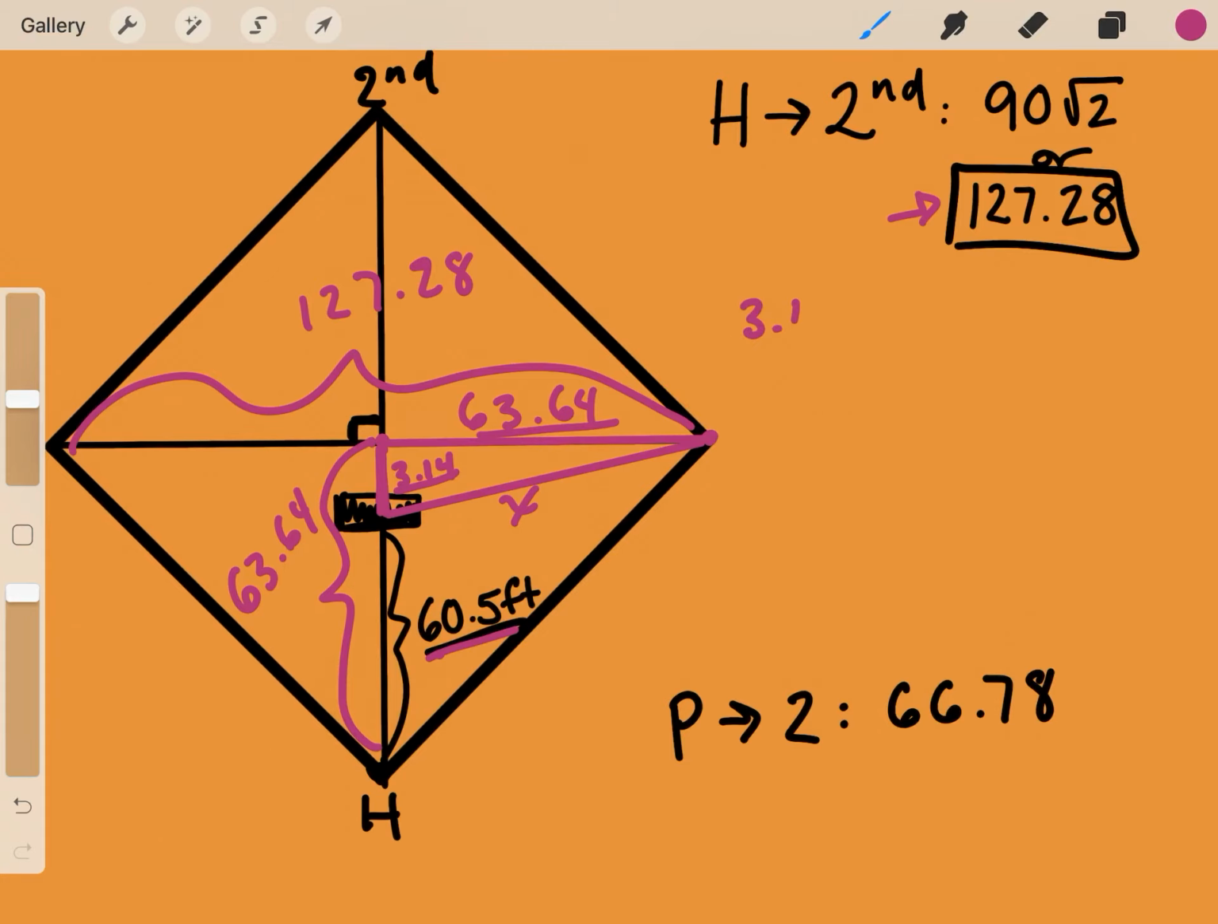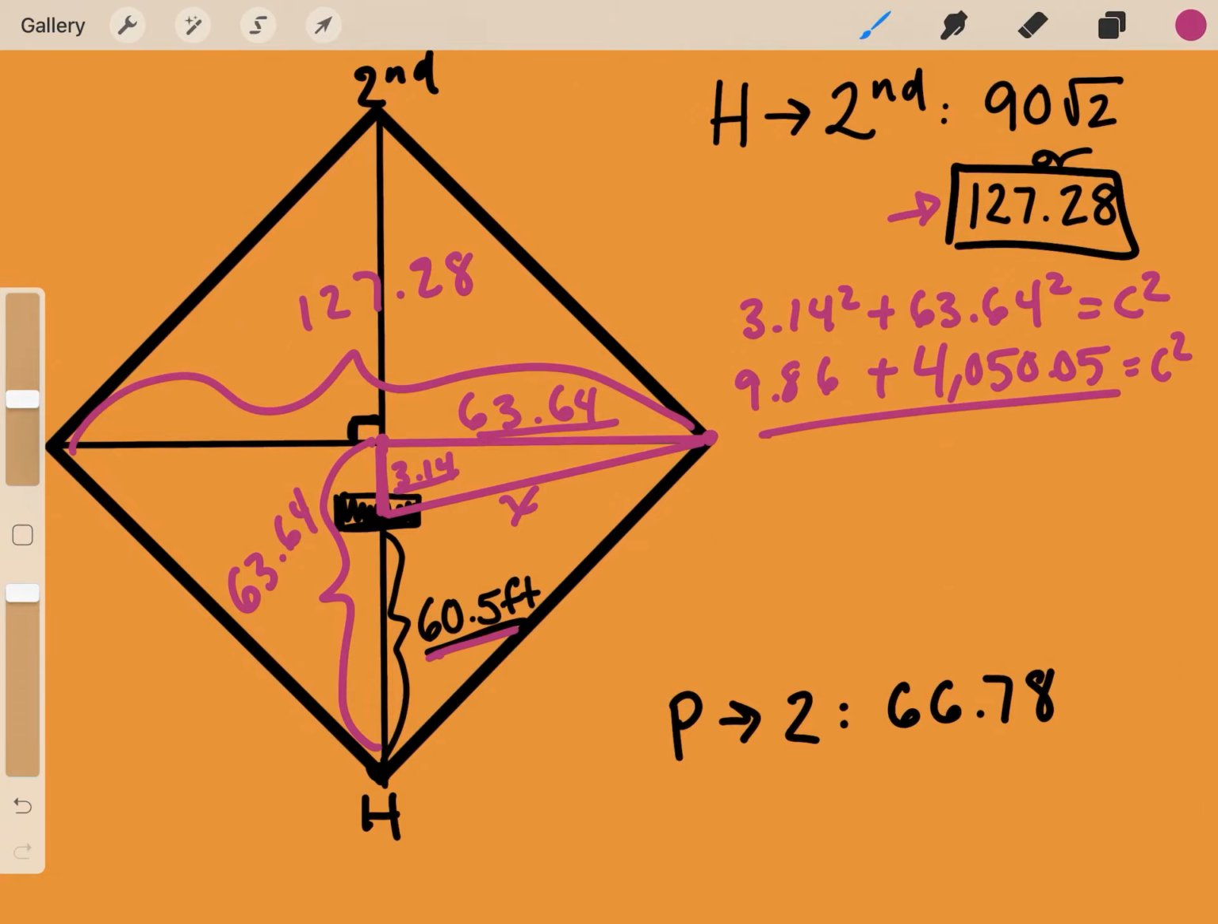So we can do 3.14 squared plus 63.64 squared, and that will equal c squared. I will do that calculation now. This one is a really big number. 63.64 squared is 4,050.05. 3.14 squared, which is approximately pi, is 9.8596. I'll round it to 9.86, which equals c squared.